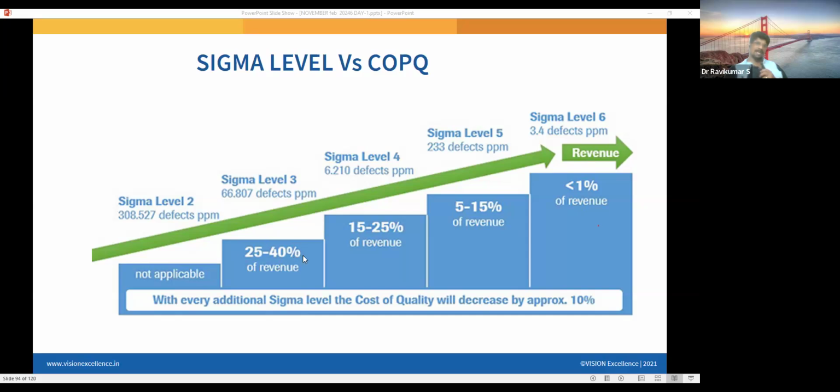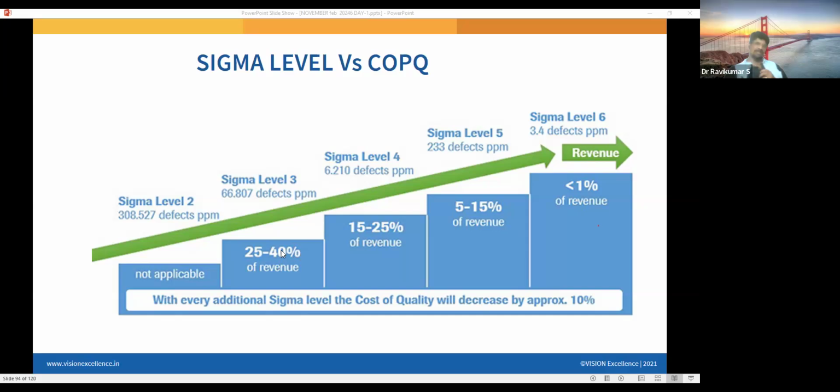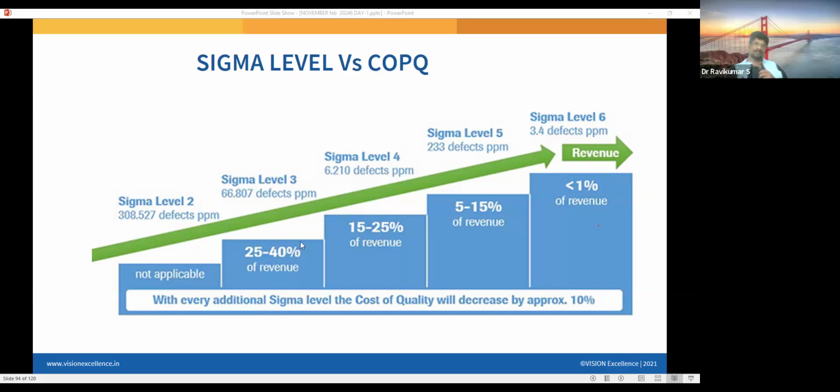When you are at sigma level 3, your COPQ revenue loss will be around 25 to 40%. It comes because of rejections, because of defects, because of variations. So in sigma level 3, the probability of revenue loss will be exactly around 25 to 40% because of poor quality.